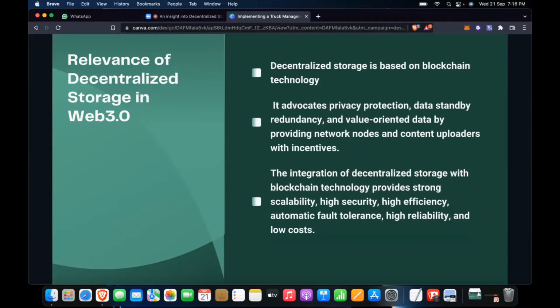So this is the relevance of having decentralized storage. The security increases manyfold, fault tolerance increases manyfold, the cost is reduced a lot, and the reliability is very high. Also, the ownership of data and privacy of data of a user is preserved at all cost.